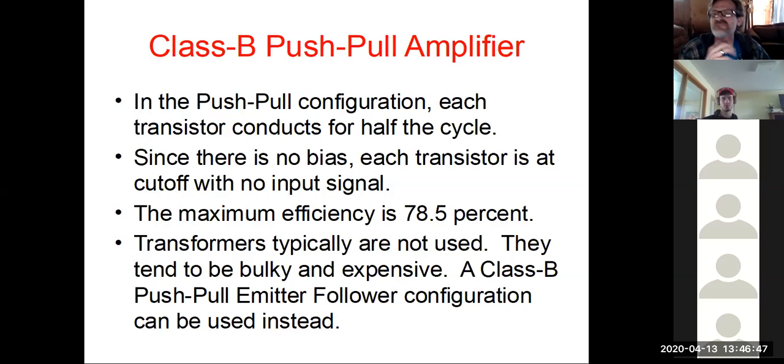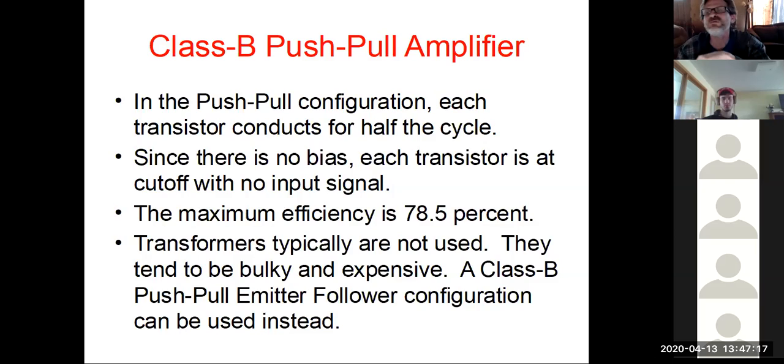And there's another key note: almost always, transformers won't be used with these guys. They'll be bulky, expensive. You won't have to use it to balance out like in the Class A type of thing. The Class B configuration almost has its own noise canceling, if you will, just because of the way the source and sink work. So while one is sourcing, the other is sinking.